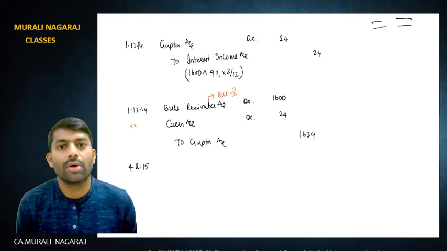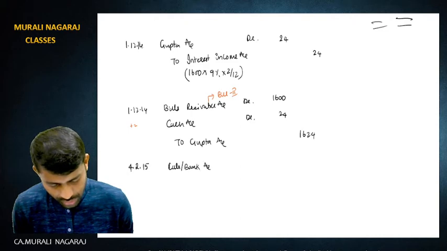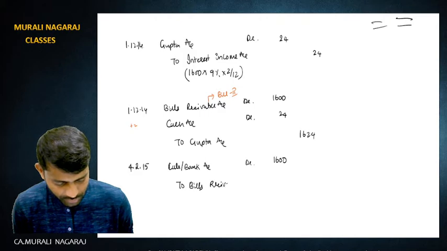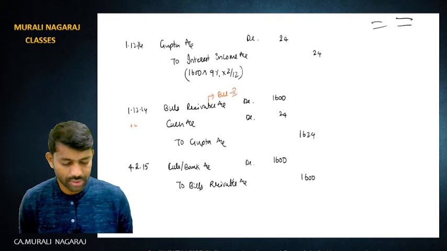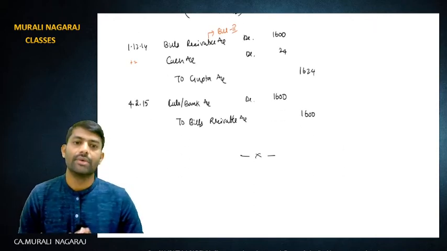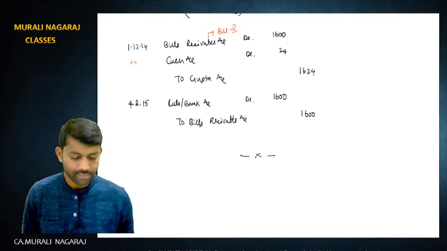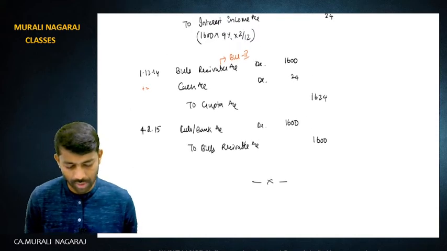On that day, Gupta is honoring the second bill. So the entry is cash or bank account debit 1600 to bills receivable account 1600. The second bill was honored, so money was received. If it is a dishonor, the entry would have been different. So this is the entry for problem number 1.